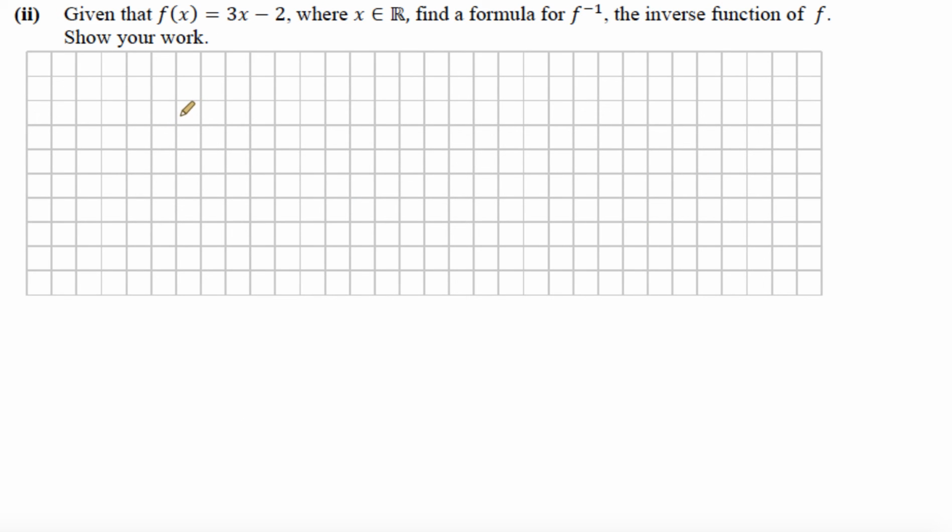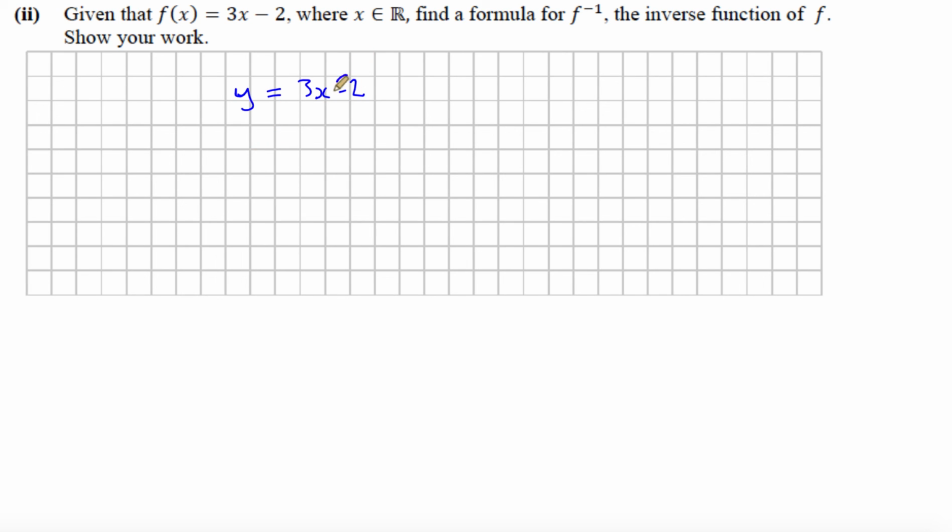Finally, part 2. Given that f of x is equal to 3x minus 2, where x is an element of the set of real numbers, find a formula for f to the minus 1, which is the inverse function of f, and show your work. Okay, one way you can do this is change this f of x to a y. So y is equal to 3x minus 2. And you're just going to rearrange this to make x the subject to find the inverse.